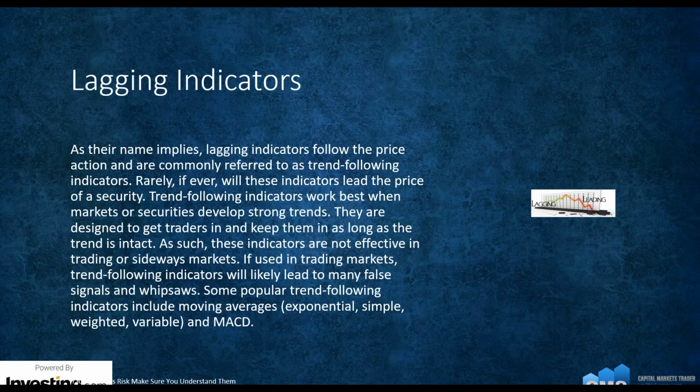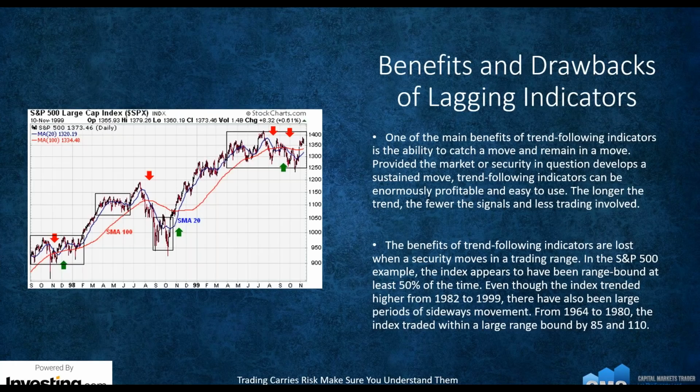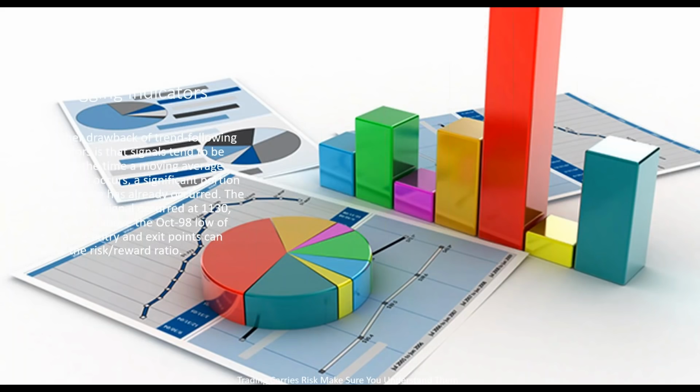Lagging indicators, as the name implies, follow price action and are commonly referred to as trend following indicators. Rarely, if ever, will these indicators lead the price of a security. Trend following indicators work best when securities develop strong trends. One of the main benefits of trend following indicators is the ability to catch a move and remain in that move. So remember, all have their benefits and their drawbacks.